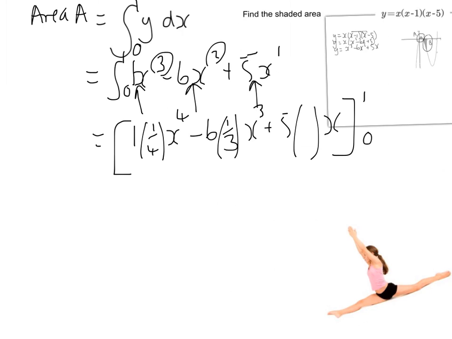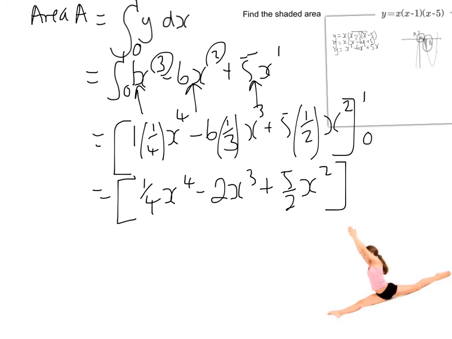Oh, I'm struggling on that. It's 2, isn't it? Goodness me. Brain gone dead. Okay, so then let's neaten it up. It's going 1/4 x to the 4 minus 2x cubed plus 5 over 2x squared, between 1 and 0. Okay, so now the ones are going in.